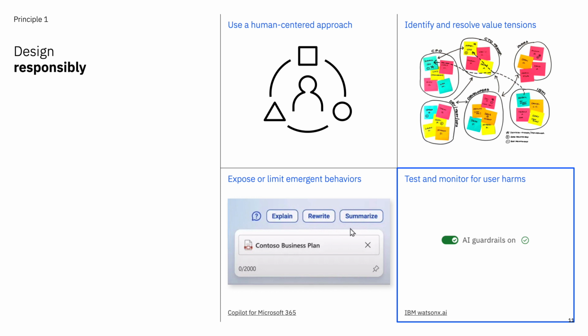And finally, it's crucial to test and monitor for user harms. Part of this involves identifying the use cases which generative AI will be used for and working with technologists to evaluate the model's risks in those use cases and identify whether there are any ways to mitigate those risks. Another part of this involves developing mechanisms for users to report harms should they happen.